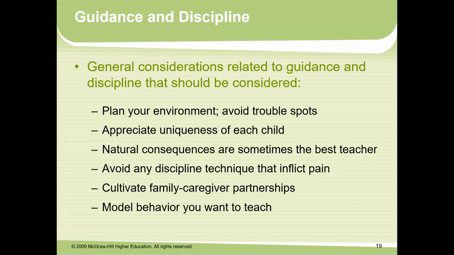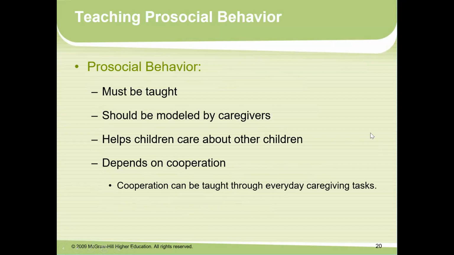And then also model the behavior you want to teach, not only in front of children, but the adults, right? Pro-social behavior is something that we teach. It's something that we model, right? It should be modeled by the caregivers, and it helps children care about other children. What you model really sets the tone for the classroom culture, right? It's what you expect. And pro-social behavior depends on cooperation, and cooperation can be taught through everyday caregiving tasks.